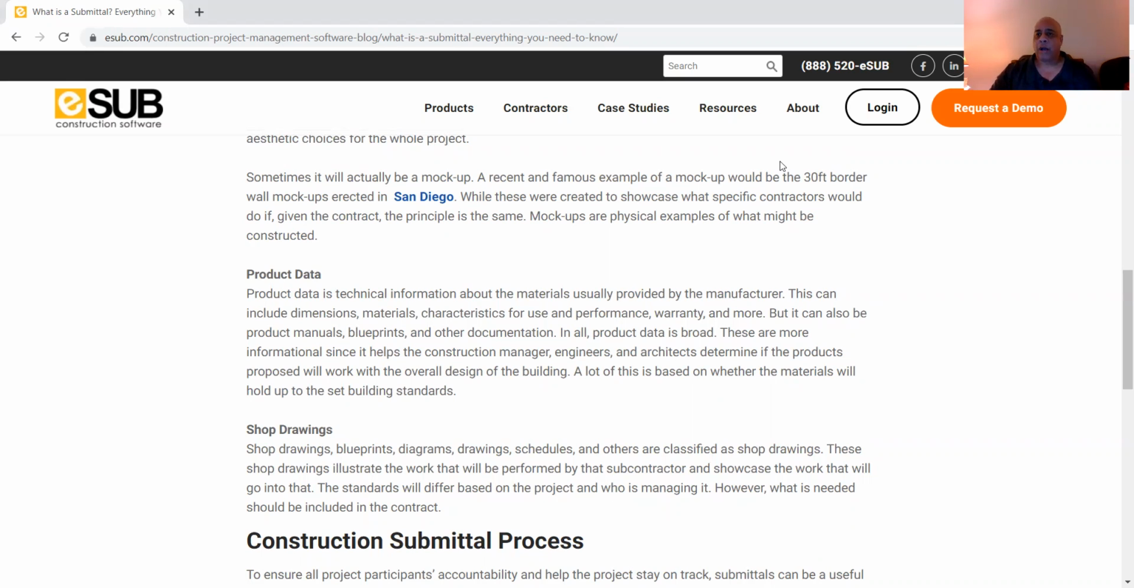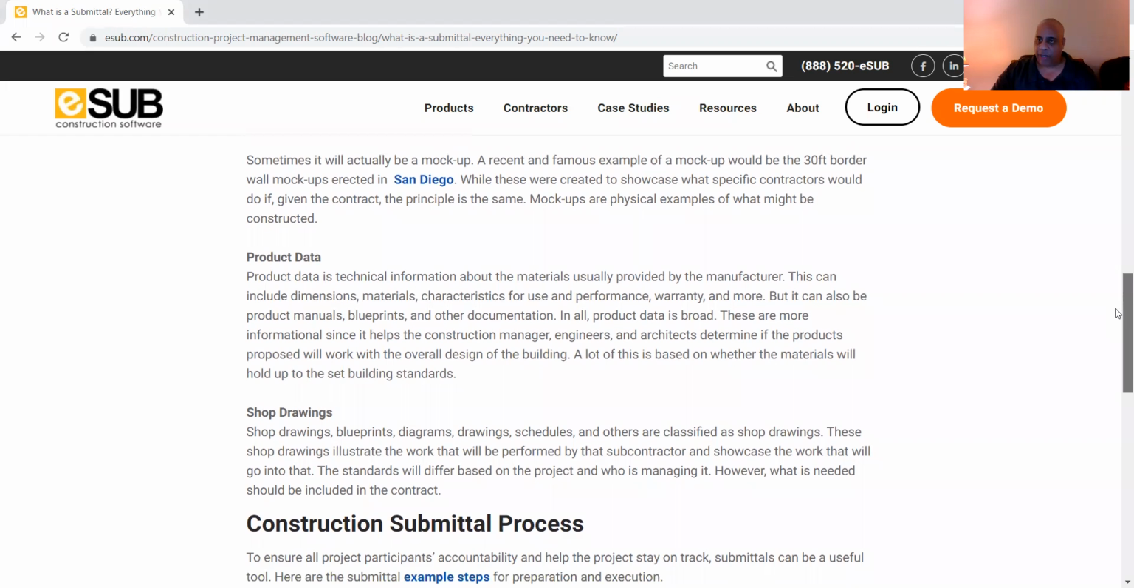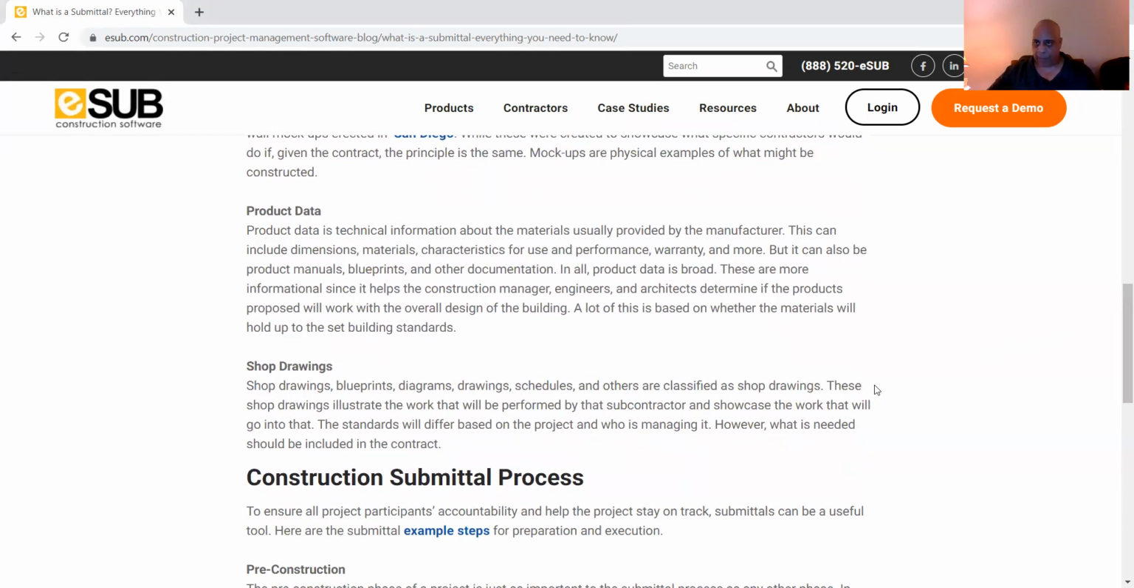Here's one that a number of us in the construction industry understand: shop drawings. Blueprints, diagrams, drawings, schedules, and others are classified as shop drawings. These shop drawings illustrate the work that will be performed by that subcontractor, and showcase the work that will go into the project. The standards, of course, will differ based on the project and who is managing it. However, what is needed should be included in the contract.